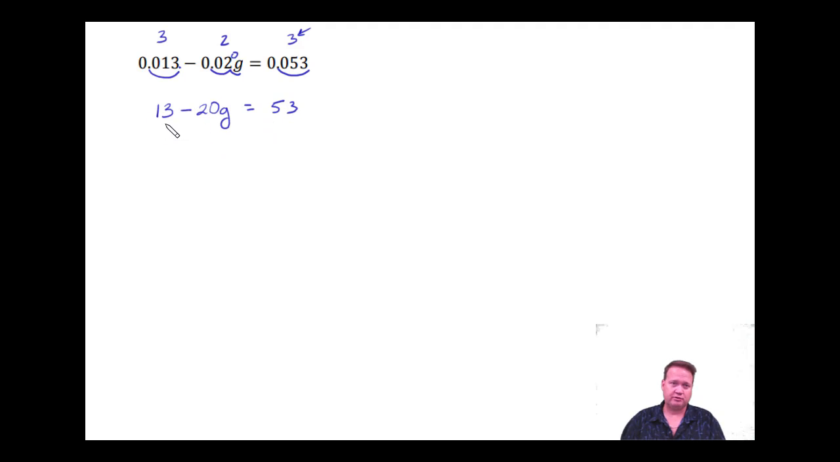And it's pretty simple. So the next step is to add or subtract. I'm going to go ahead and go through this one pretty quickly, but we'll take away the 13 because that's the opposite of that number. And don't forget the negative sign in front of the 20g. And 53 take away 13 is 40. And when we divide by a negative 20, we will get that g equals, as a solution, negative 2.